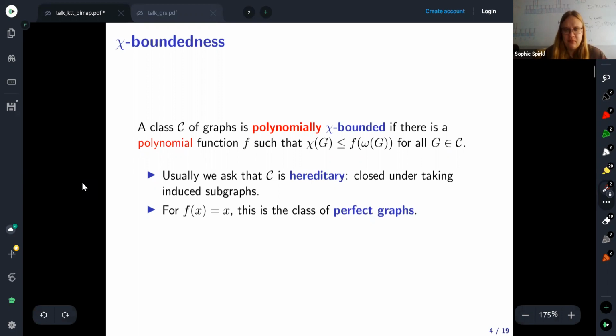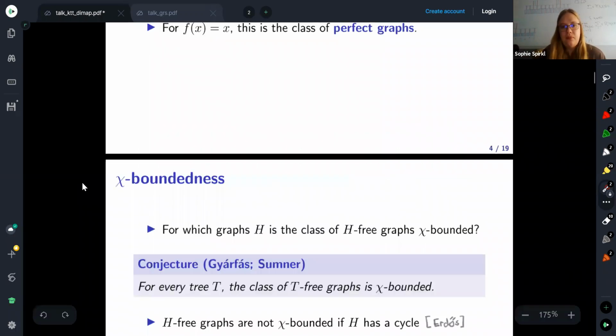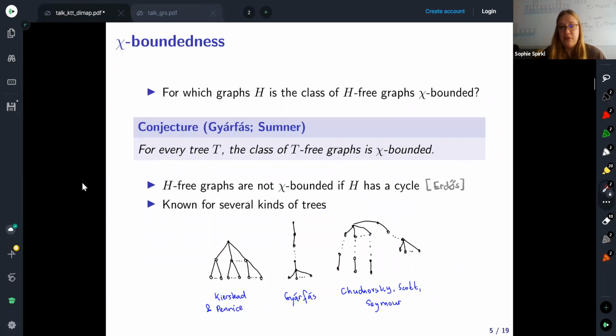And usually in this context, we ask that C is hereditary, which means closed under taking induced subgraphs, to avoid some weird examples. And so, for example, when you pick f of x to be x and you look at a hereditary class of graphs, you will get perfect graphs. And since chromatic number is at least clique number, this is somehow the smallest chi-bounding function you could imagine, and every other chi-bounding function gives you a generalization of perfect graphs. So we ask, for which graphs H are H-free graphs chi-bounded?